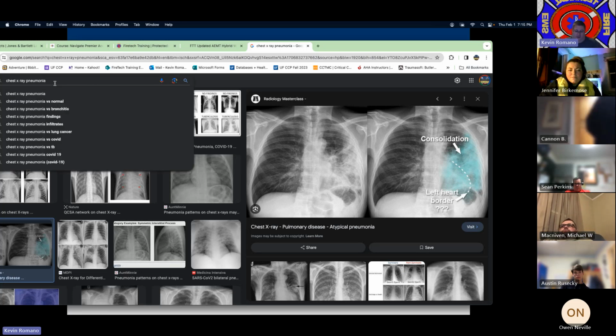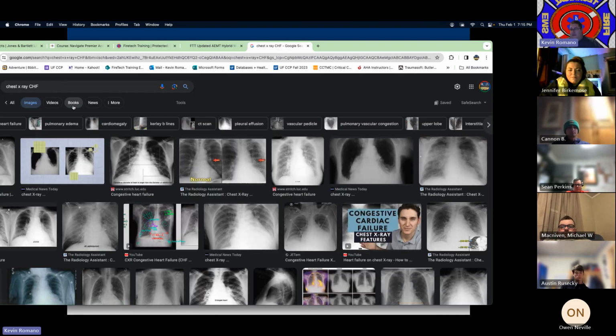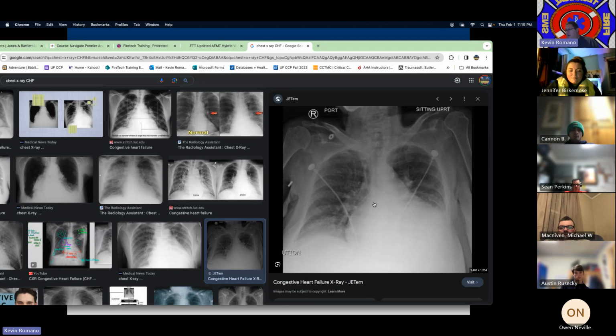The other one I wanted to show you guys was CHF. Okay. So I'm just going to click on this one here for a minute. This is actually a decent one here. Same thing. You see all that white out here and the white out here? That's fluid. They're drowning internally on this. Without getting into detail on chest x-ray reading, because there's a lot to learn when you want to learn how to read chest x-rays, this is CHF. This is very bad all through here.